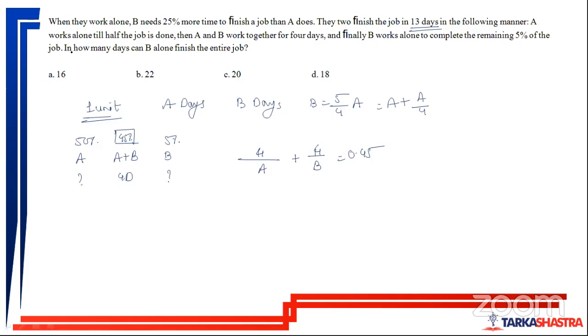Now what do I have to find? In how many days can B alone finish the entire job? Just replace this A by B. What will come? If B equals 5 by 4 A, A equals 4 by 5 B, which gives 4 upon 4B into 5 plus 4 upon B equals 45 upon 100. So this gives me 900 upon 45 equal to the number of days taken by B, which comes out to be 20.